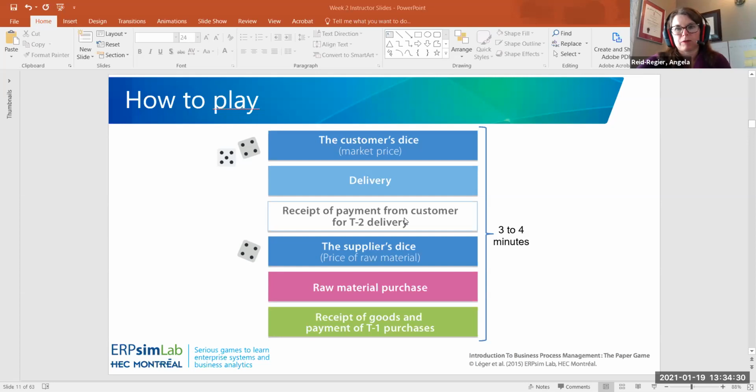And again, at any point in time, you have to be able to let me know how much money you're making, how much you owe, how much is owed to you, and how much inventory you have on hand.